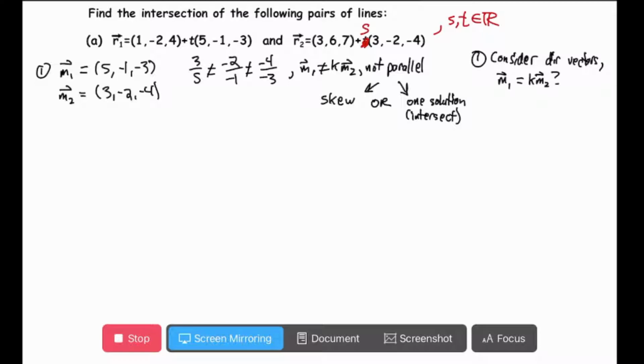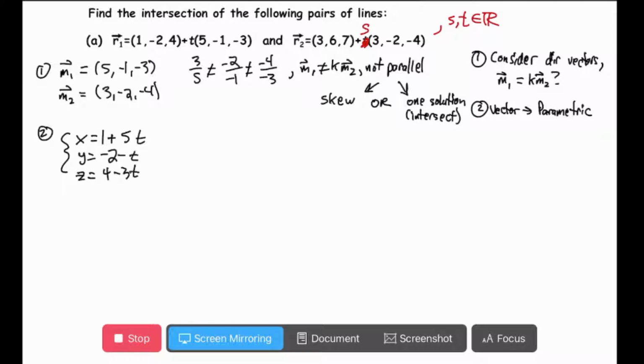Next up, we're going to put our lines in parametric form. Let's make that a little more clear. We're going to go from our vector to our parametric equations. So let's write out each line in parametric form. We're going to have x equals 1 plus 5t, y equals -2 minus t, z equals 4 minus 3t. That's our first line.